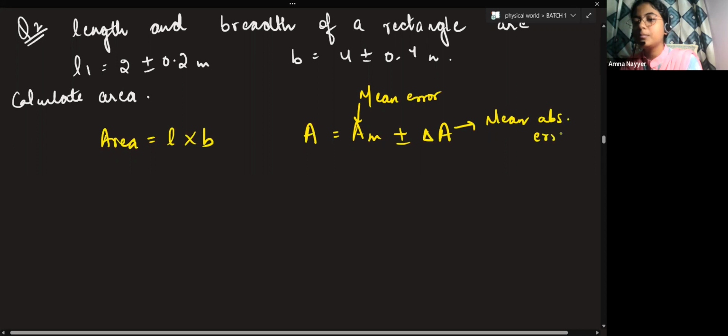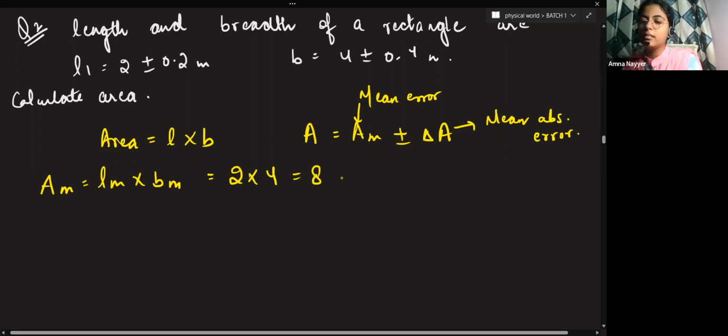Mean absolute error. So AM calculation is easy. Multiply LM with BM. So this is 2 multiplied by 4, that gives 8 meters squared. This is easy. Calculation of the second part. Second part means mean in absolute error. It will be delta A by A, whatever is the resultant, delta A by AM.